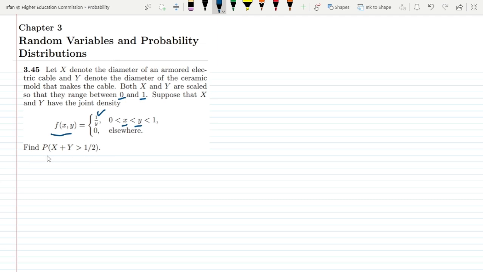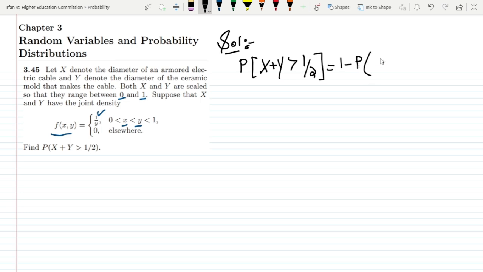So what do we have to do? We have to find the probability that x plus y is greater than 1 by 2. So now solving it, let me solve it here. I want to find the probability that x plus y is greater than 1 by 2. In order to find it, in terms of CDF, it can also be found by using 1 minus the probability that x plus y is less than 1 by 2.